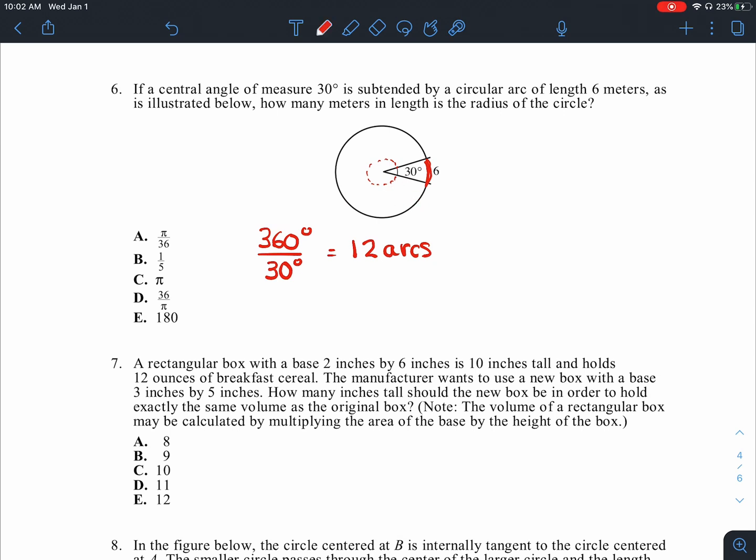Okay, well, let's look at our circumference formula. The circumference formula can either be pi d or you could view it as 2 pi r, either way. So we're looking for the radius. That's what the question is. What is the length of the radius? We want to know that.